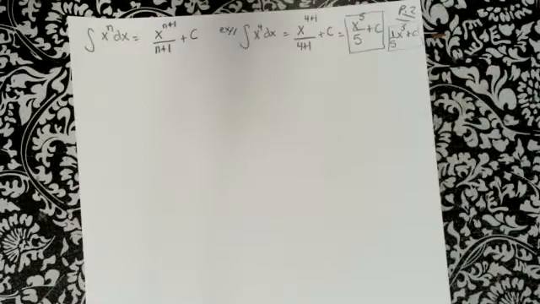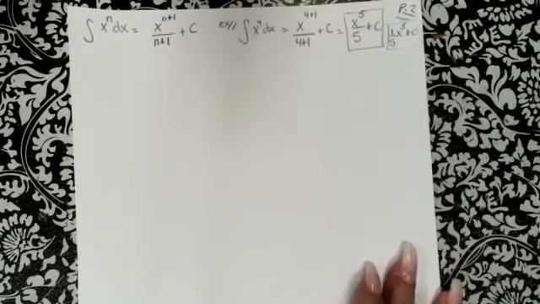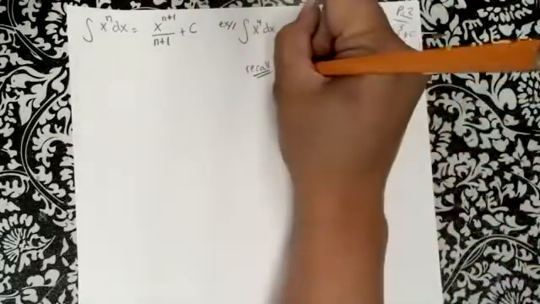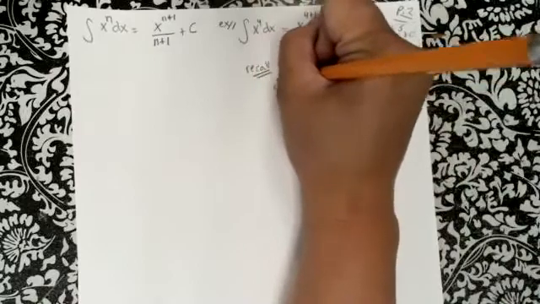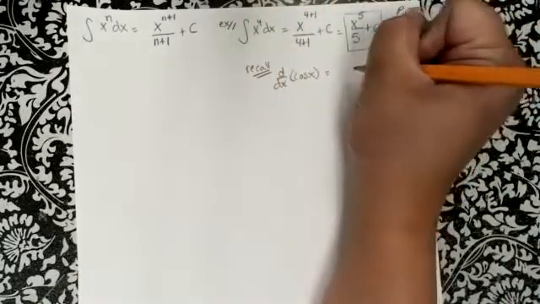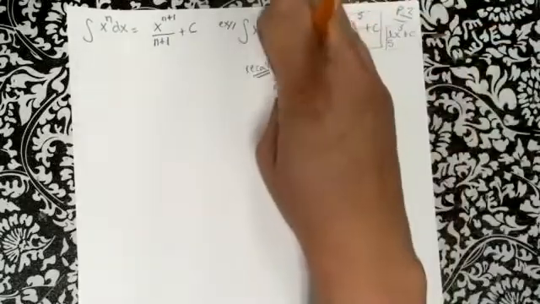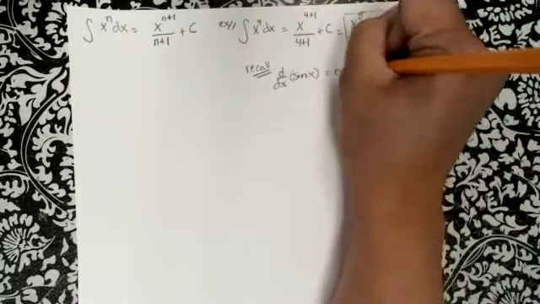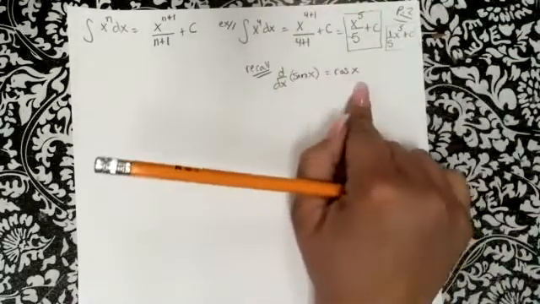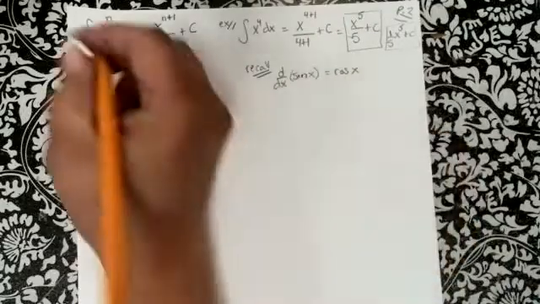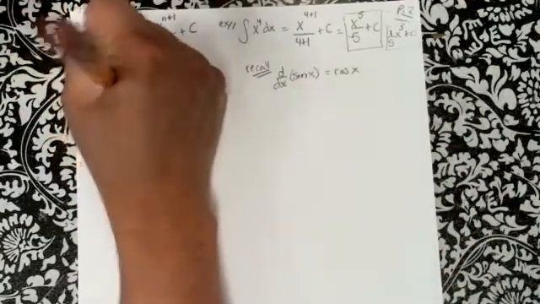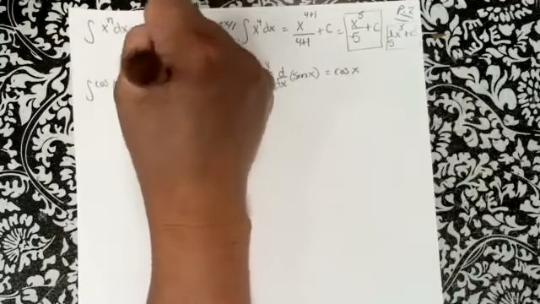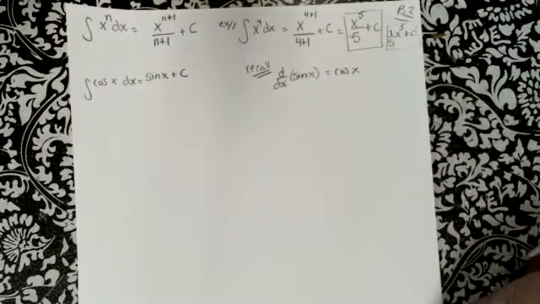Now we're going to get into the trig ones. If I asked you for the derivative of sine x, the derivative is cosine x. Well, guess what? The antiderivative is going the opposite direction. So the antiderivative of cosine x dx is going to be a positive sine x plus the constant.